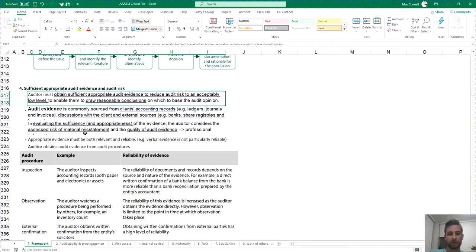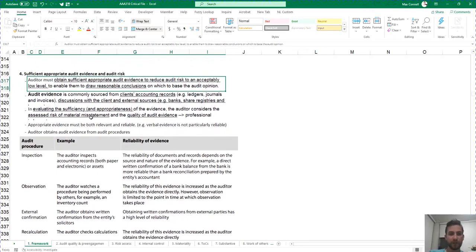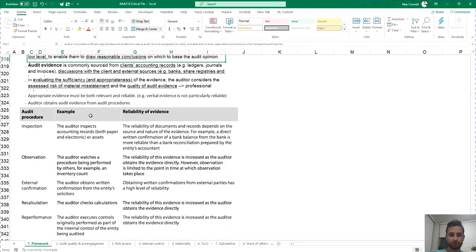Audit evidence is commonly sourced from clients' accounting records, so ledgers, journals, and invoices, discussions with the client and external sources, banks, share registries, and so forth. And then you have to evaluate the sufficiency of the evidence. Just because you have the evidence doesn't mean it's good enough. You need to actually look at it and say, is this evidence what we need? Does it tell the story? And is it enough information for us to actually identify the risk of material misstatement and fraud and actually come to a conclusion?